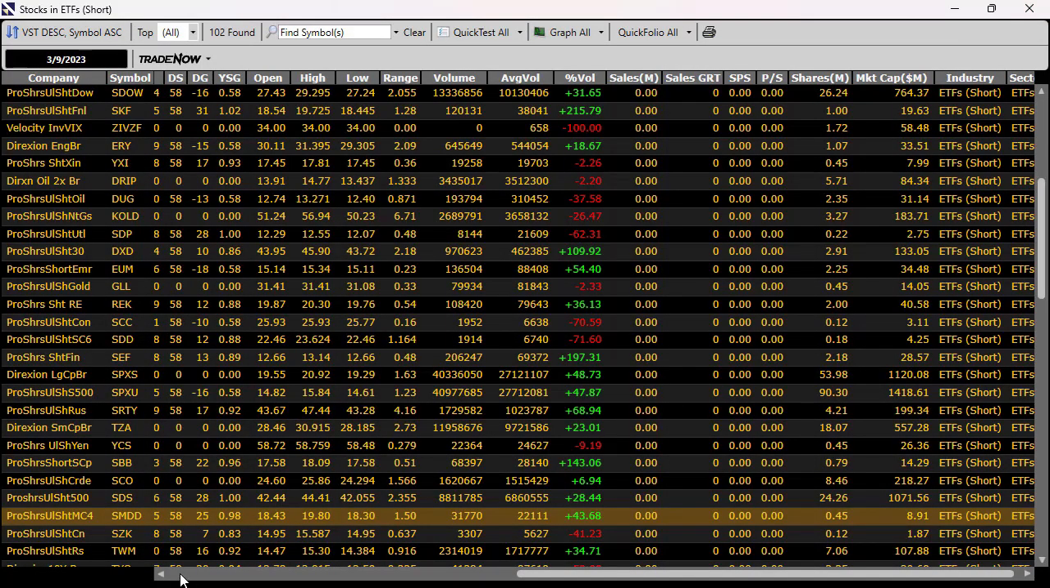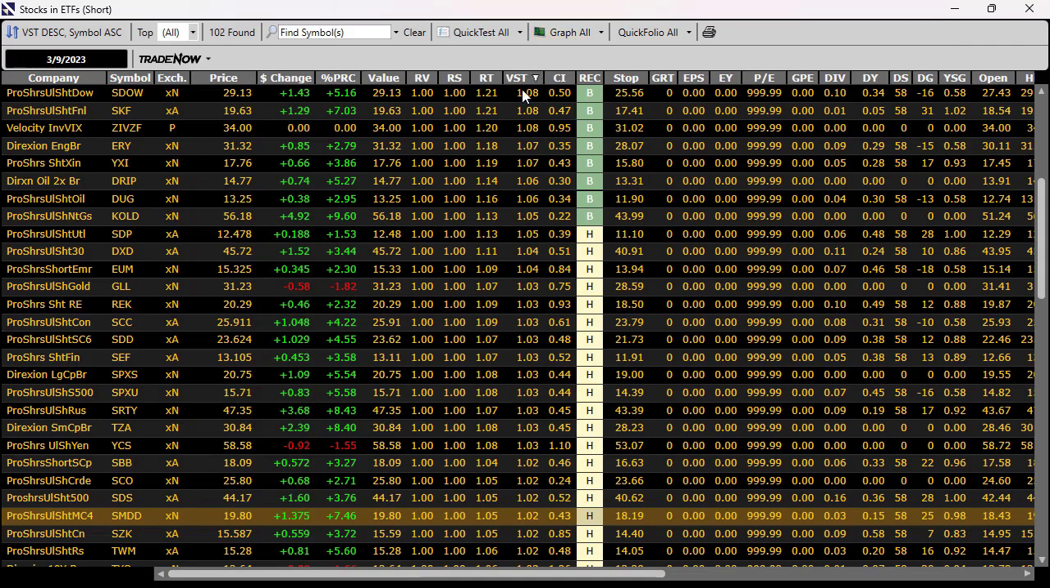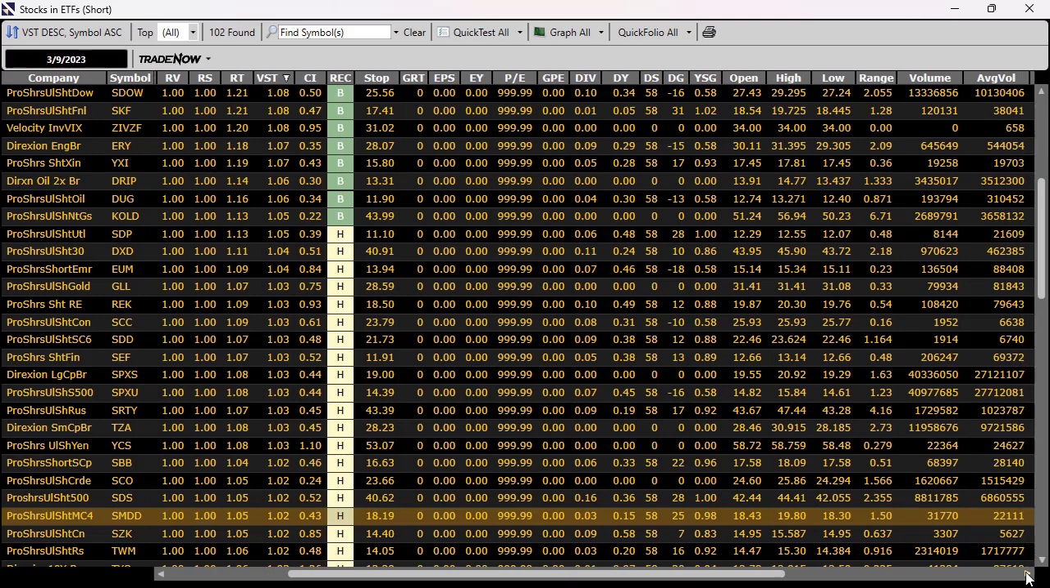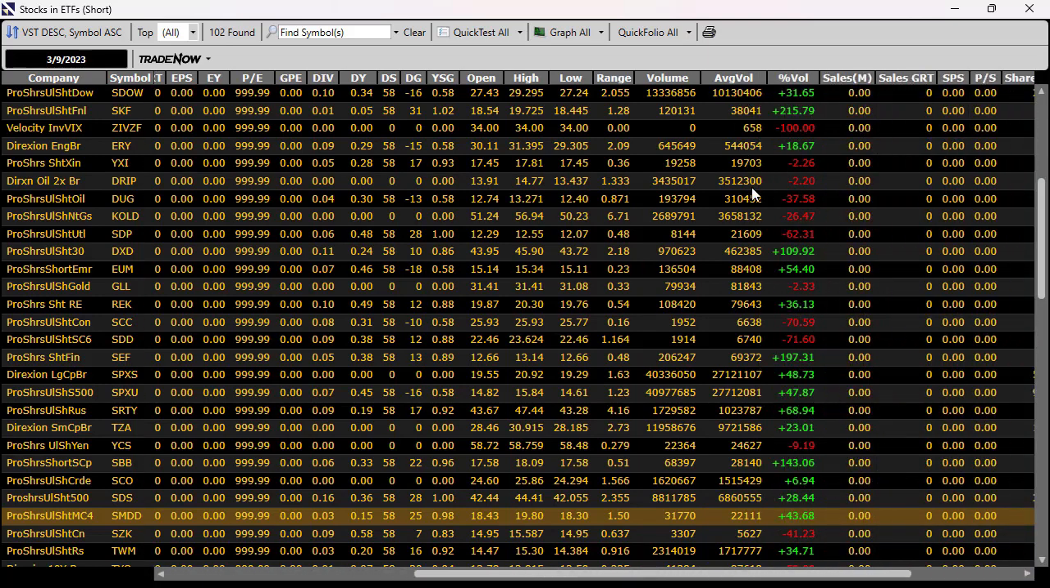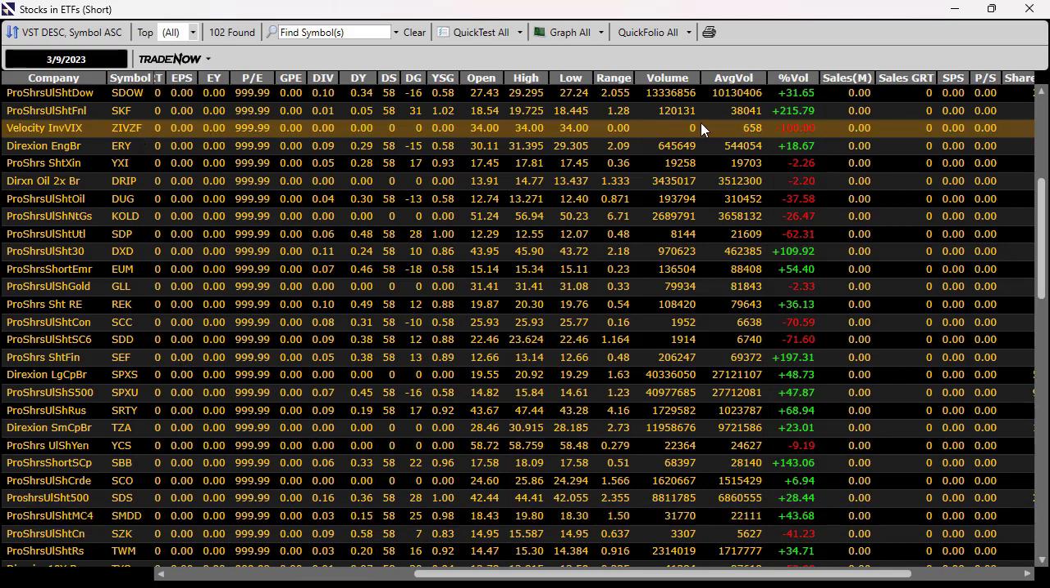Now, this list is a list of stock symbols, so by default it's sorted VST descending. But remember, Steve's second piece of advice was to make sure that we see average volumes sufficient to provide liquidity for the trade. So ZIVZF has average volume of 658 shares, one you'd probably want to avoid, and there are several at the top of the list that have low volumes. So let's make sure we avoid those.